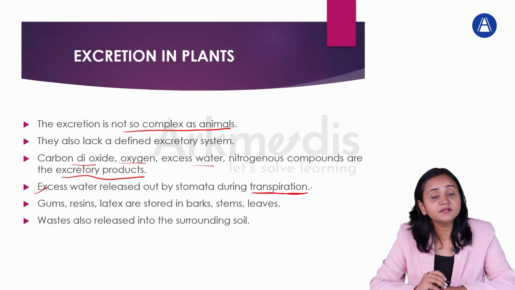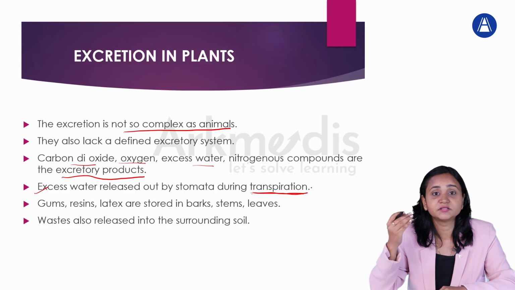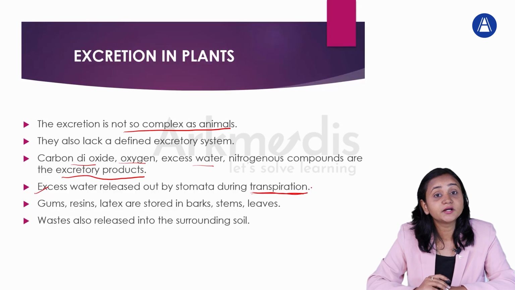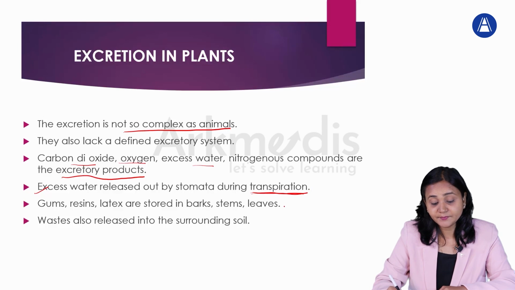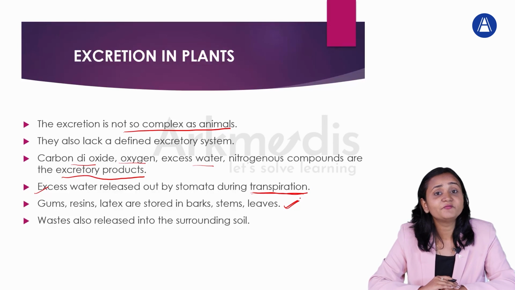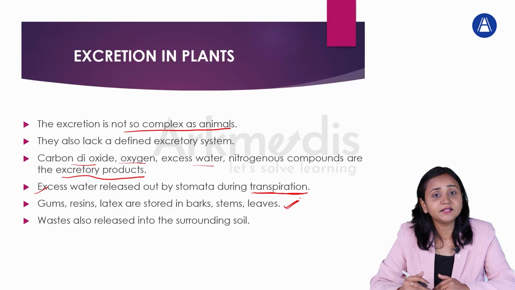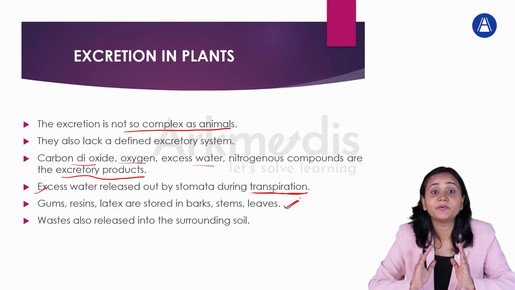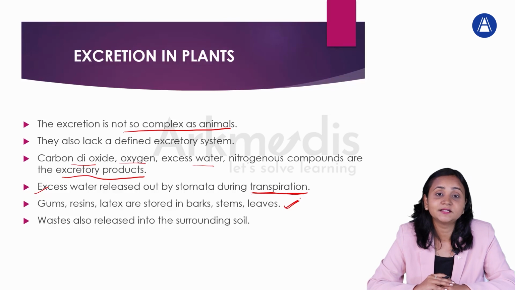Second, you must have seen some amount of gums and latex oozing outside the plant, and it is generally seen on barks or sometimes stems. These are also the excretory products of the plant. This is the second method. And the third way by which the plants can release their excretory products is that they can directly excrete them in the soil, the nearby soil in which the plant is standing.